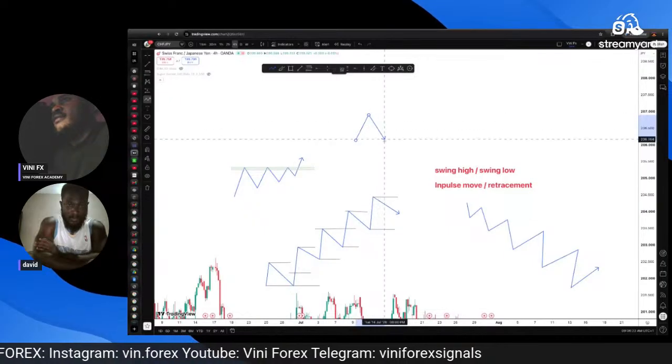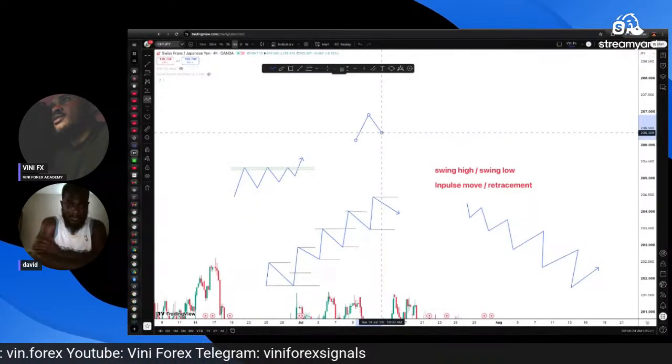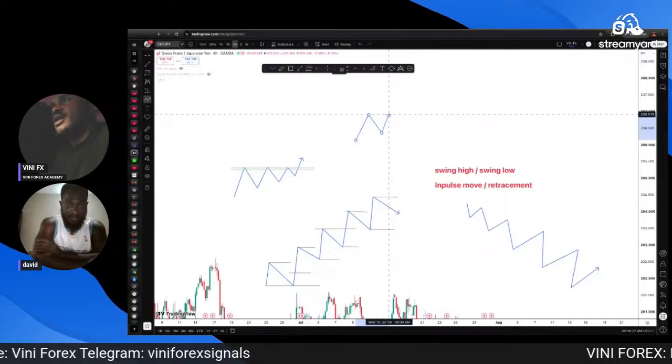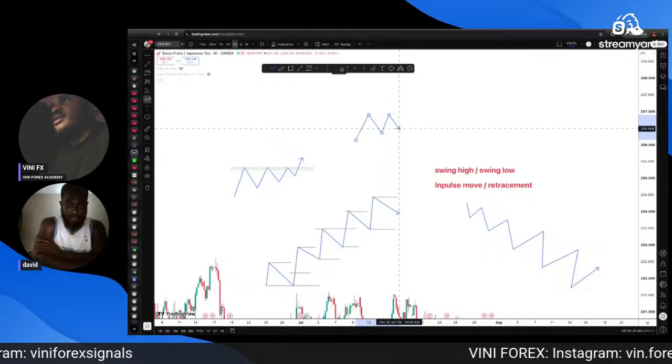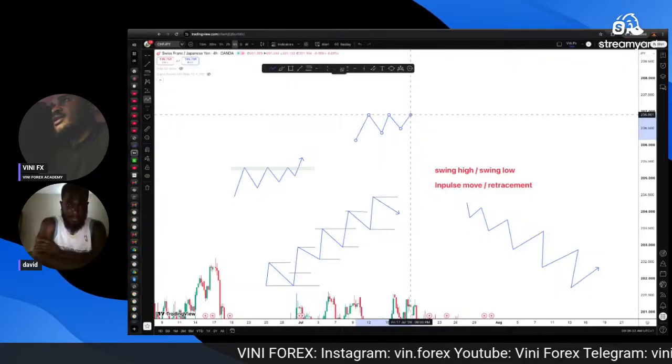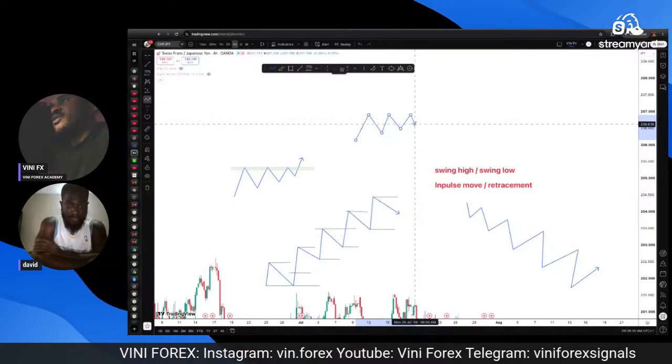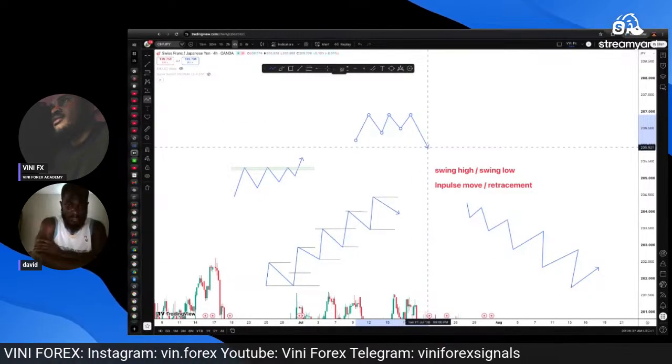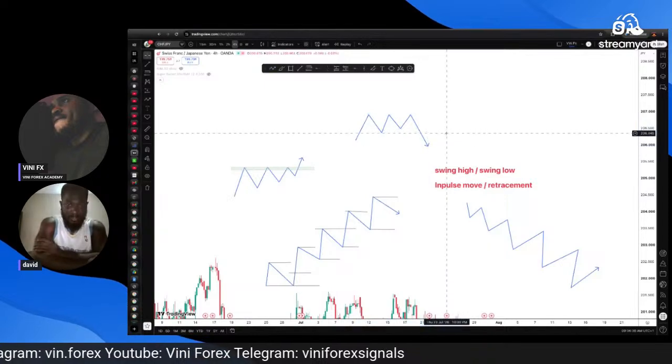This is a high. This is a low. This is an equal high. The second, an equal high. This one is an equal high again. But at some point, this thing has the power to push the market down. Okay. You see that?